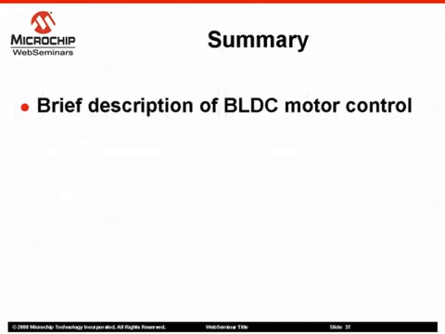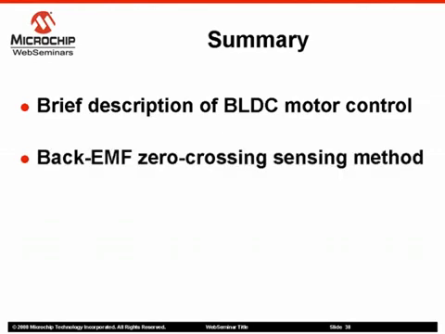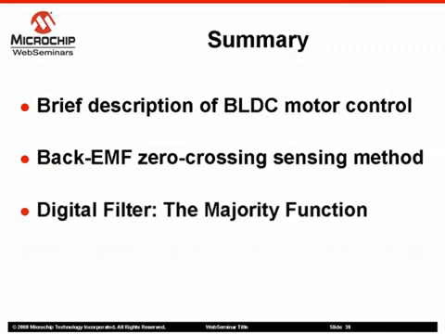In summary, we have discussed the 6-step commutation technique used to control a brushless DC motor. We have discussed a sensorless method to control the commutation based on the back EMF signals. In order to precisely determine the commutation time, these signals are filtered using a digital filter based on a simple majority function.